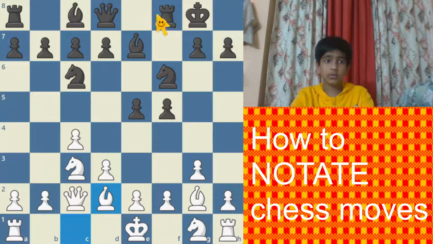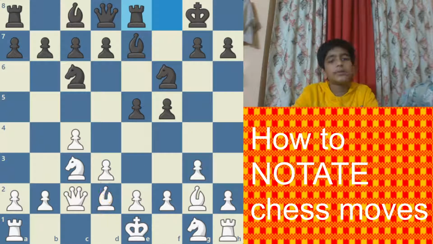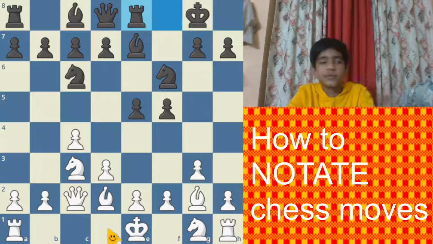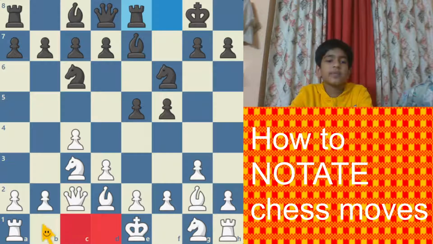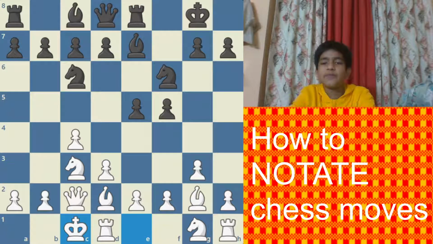and rook e8. And now for long castles, it is 0-0-0 because there are three pieces which got cleared out between the rook and the king. So long castles is written as 0-0-0. Now that's for the moves.